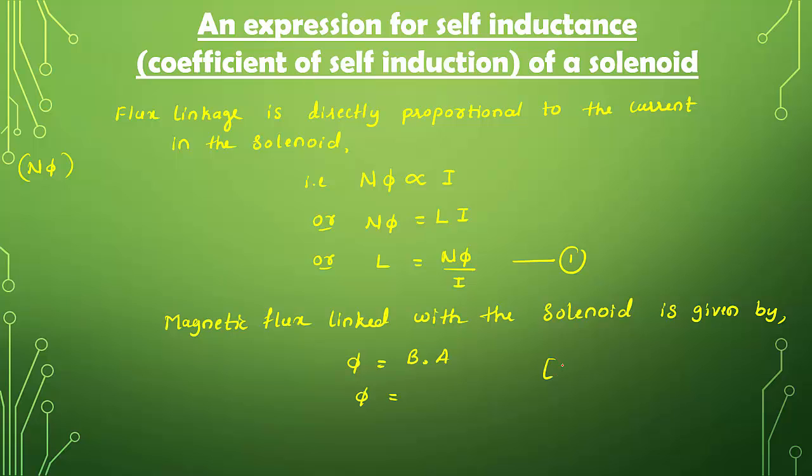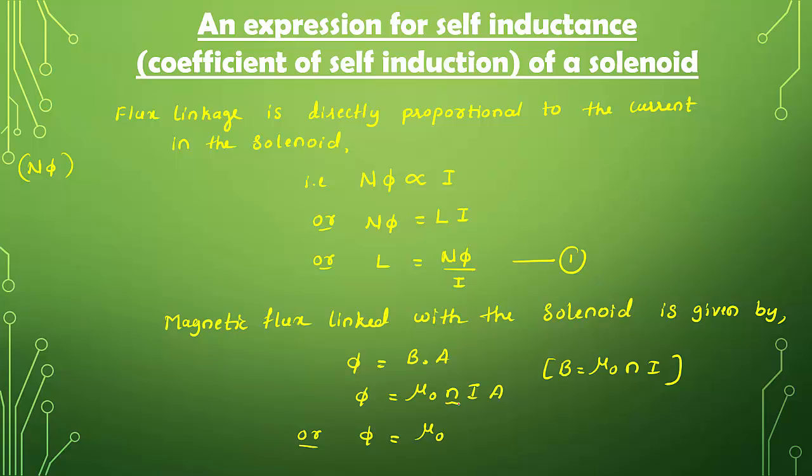In place of magnetic field, we know the equation we already studied in the previous chapter, moving charges and magnetism. There you derived B equal to mu naught n I. Mu naught is absolute permeability, n is number of turns per unit length, I is the current. Substitute here: in place of B, I am going to write mu naught n I, so phi equal to mu naught n I A.